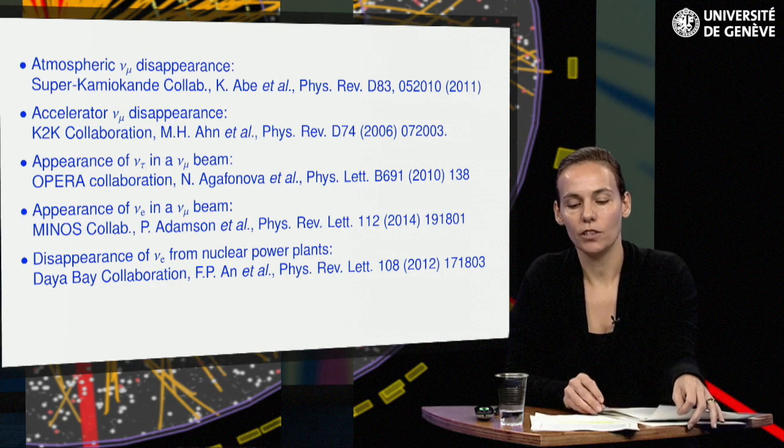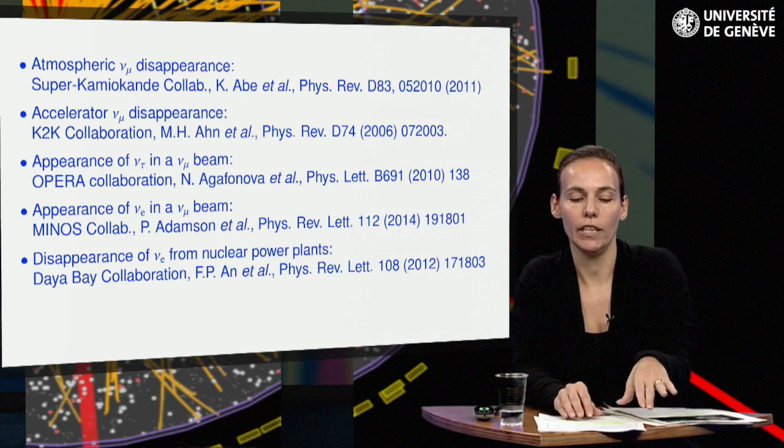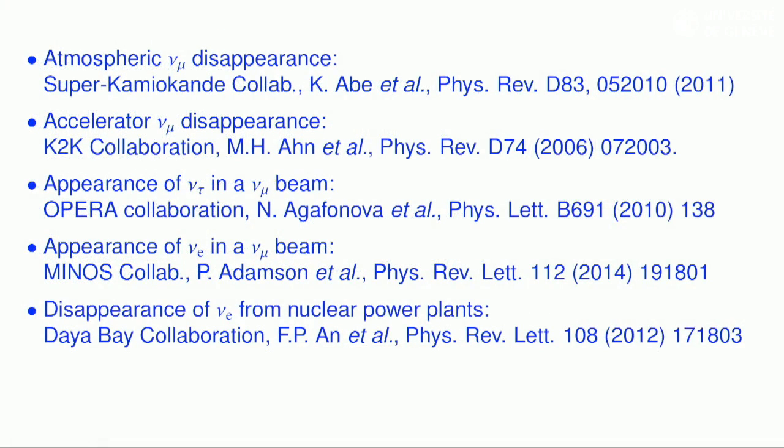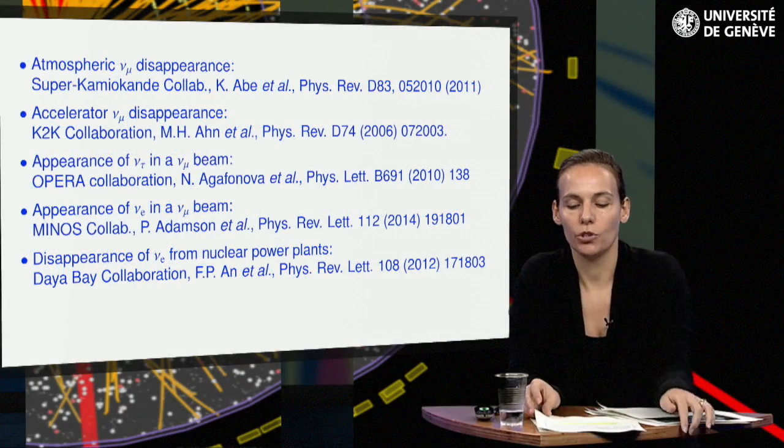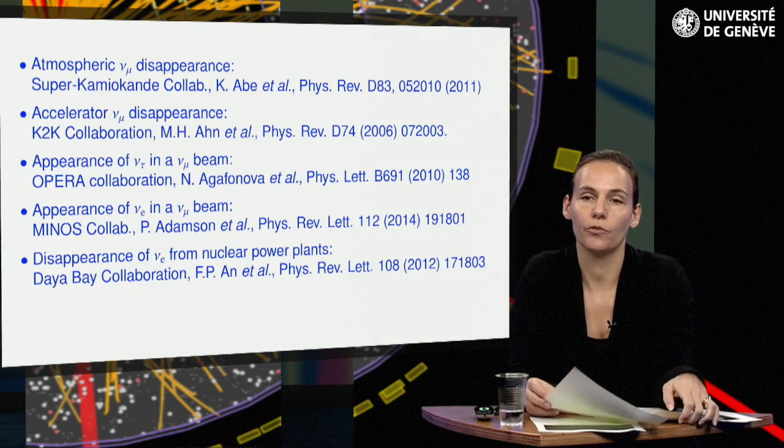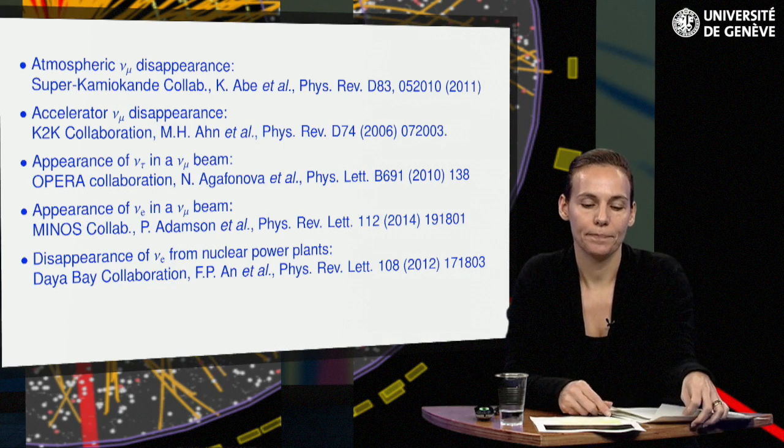Different types of neutrino oscillation have been observed to date, and an exhaustive list is the following: disappearance of atmospheric nu mu, disappearance of the nu mu produced at accelerators, appearance of nu tau and nu e in a nu mu beam produced at accelerators, disappearance of antineutrino nu e abundantly produced in nuclear power plants. For each of these measurements, we give here a source of information that you can use to find more details.